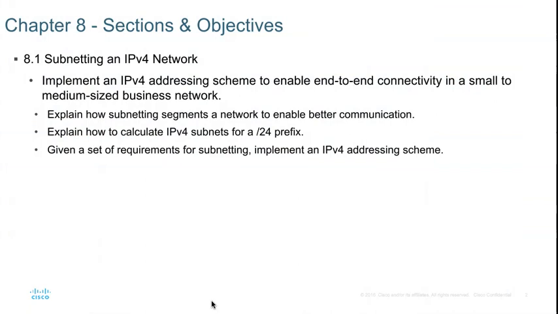What we'll cover in this chapter: subnetting, implementing an IPv4 address. We're going to talk about what a subnet is and why we subnet, explain how subnetting segments a network, and talk about what happens if you never segment. If you don't break your network into multiple segments, what will be the consequences? We're going to explain the process and procedure to calculate IPv4 subnets.